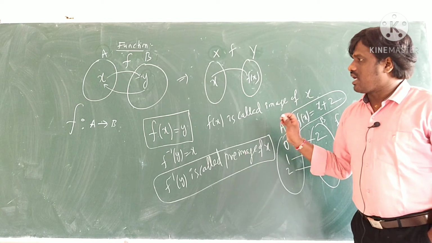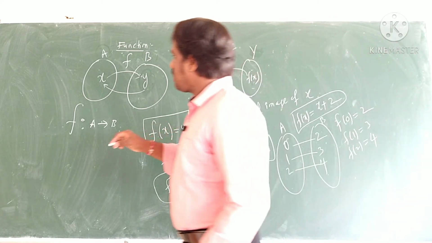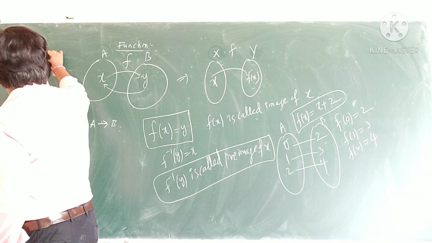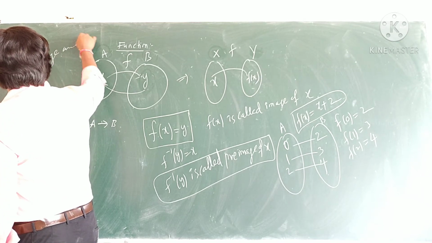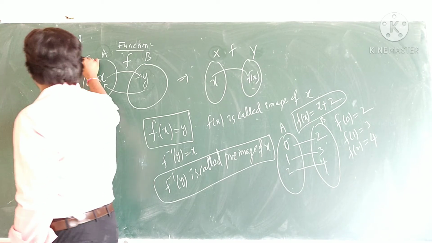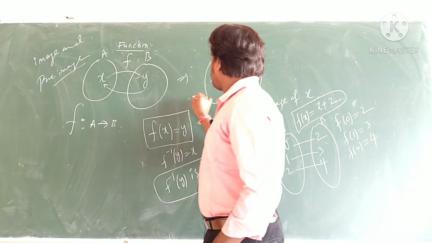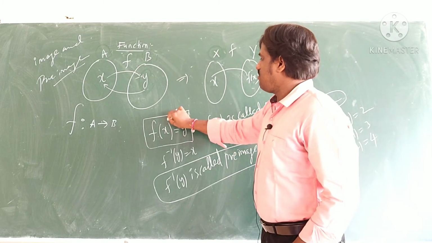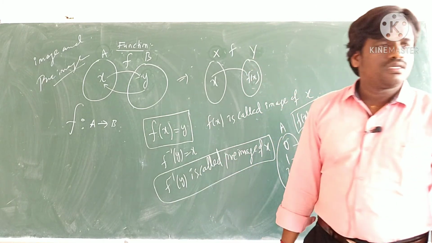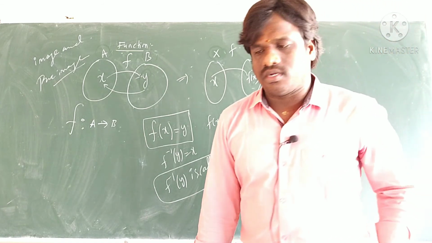So I am discussing image and pre-image. You should know these things: f of x is always the image, and f inverse of y is always the pre-image. Understood? Point right now.